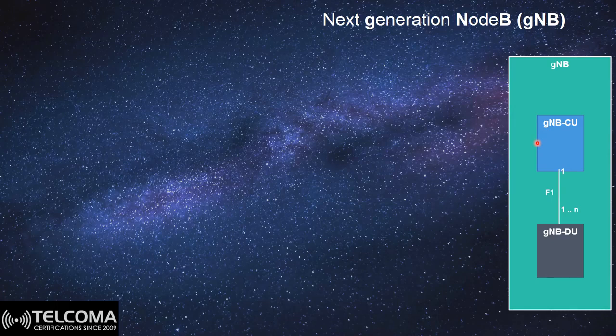A central unit can have many F1 interfaces connected to many G-NodeB distributed units, and the distributed unit can cover one or many cells depending on the configuration, and we will see this later as we move on.